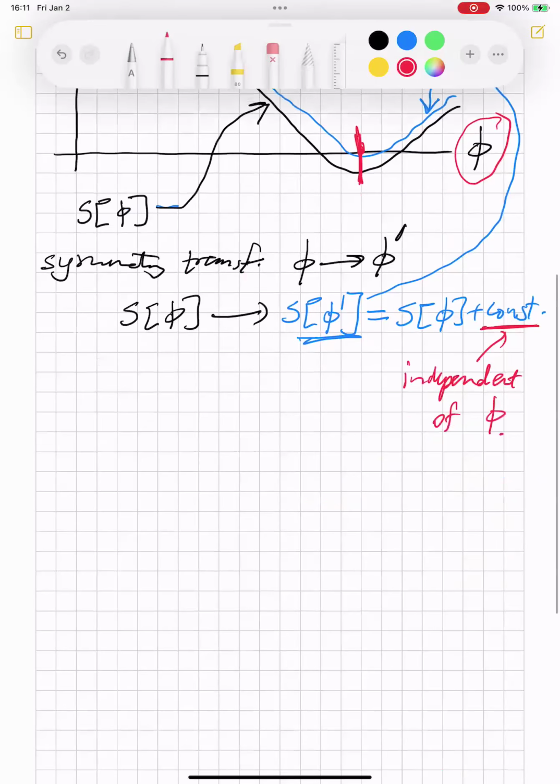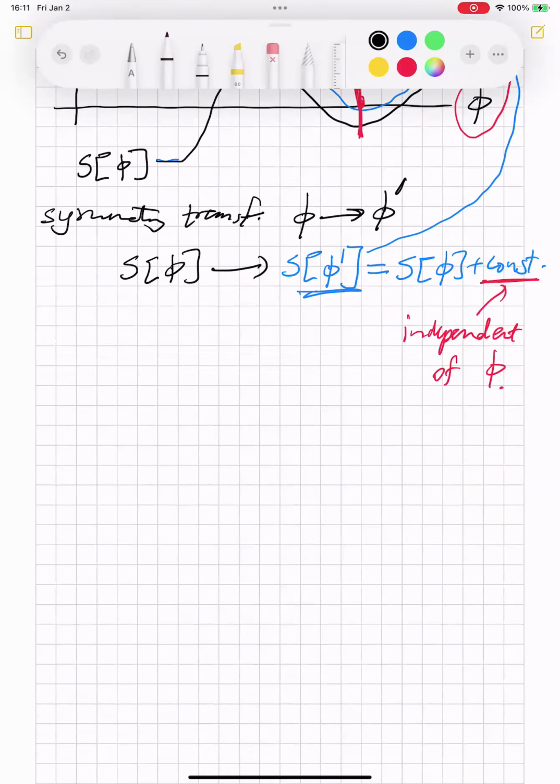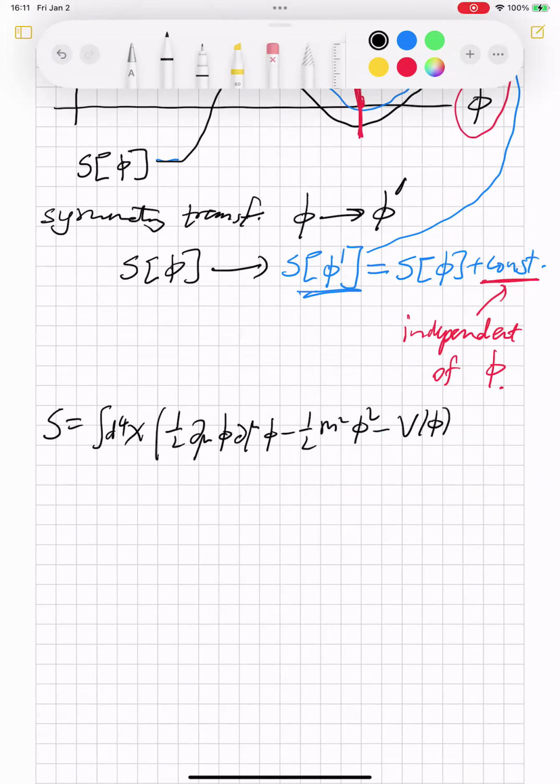Now, let's talk about precisely what that means. Well, imagine we were studying, for definiteness, let's just say a scalar field in 4 dimensions, let's say of mass m. So this is d mu phi, minus 1/2 m squared phi squared. Maybe there's some potential, totally up to you, that's perfectly fine. So this is the kind of action that we are studying. How can we find a transformation which just shifts S by a constant?